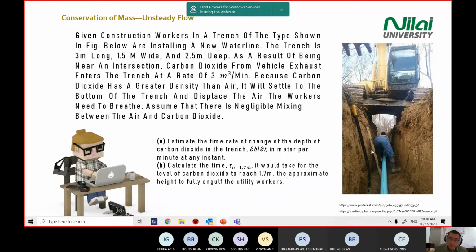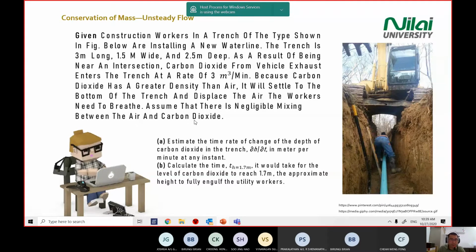So when you go to work, there are health and safety regulations or SOPs that need to be followed. If you're not careful, the company will need to pay the fine and all this. Okay, assume that there is negligible mixing between air and carbon dioxide. Means there is no mixing.